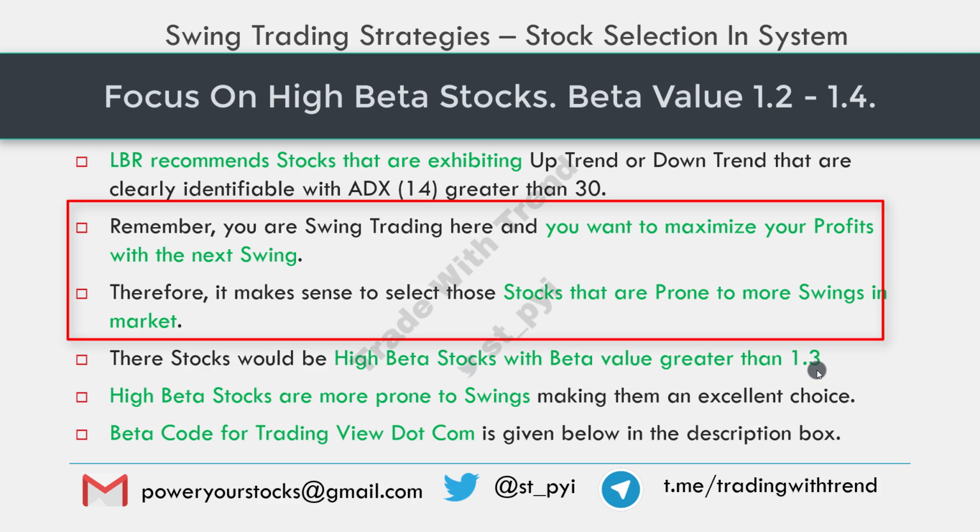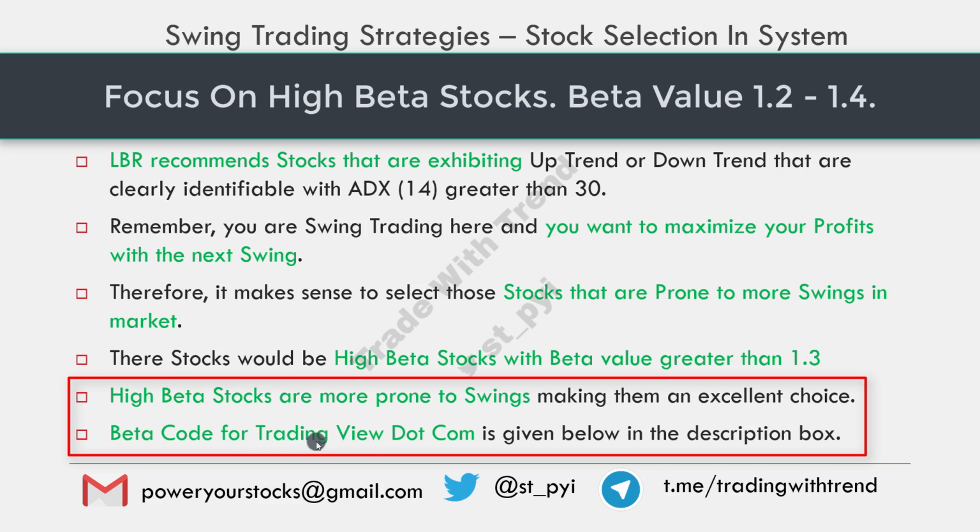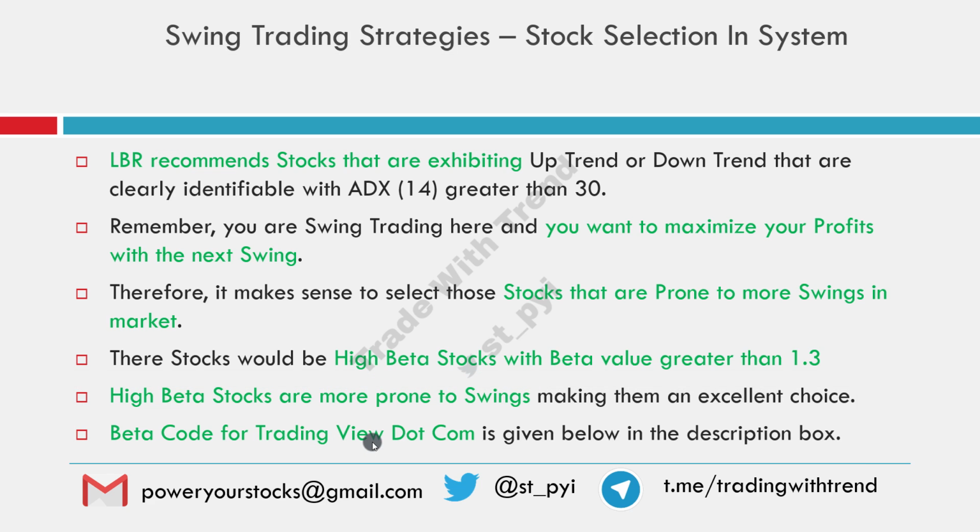If you recollect, in these swing trading strategies, I have highlighted the importance of high beta and swing trading many a times in my videos. So you can get a list of high beta stocks if you are using software like MetaStock or ME Broker. In case you don't have these softwares, I have posted the beta code for tradingview.com in the comment section below, and you can use the same to identify high beta stocks.